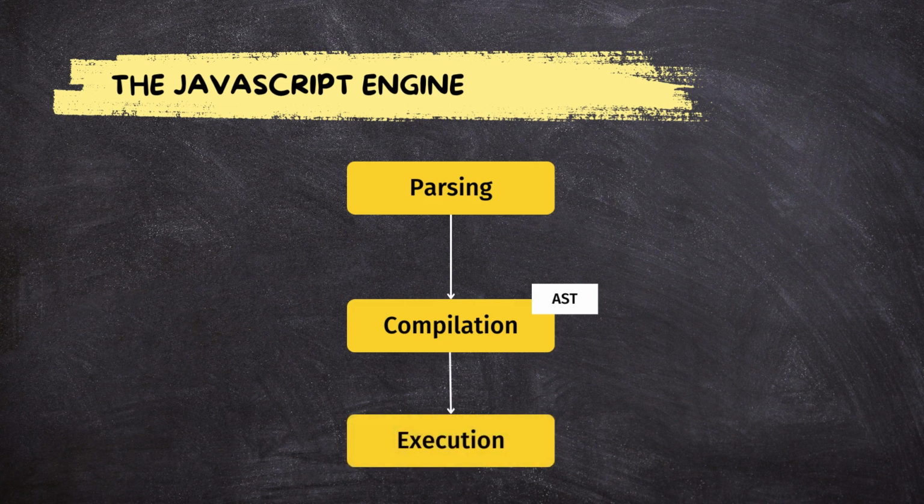Now the third step is execution. The engine runs the bytecode using an interpreter, which is a program that executes the instructions one by one. The interpreter also performs optimization and JIT compilation, which means that it can compile some parts of the bytecode into machine code on the fly, making them even faster to execute.